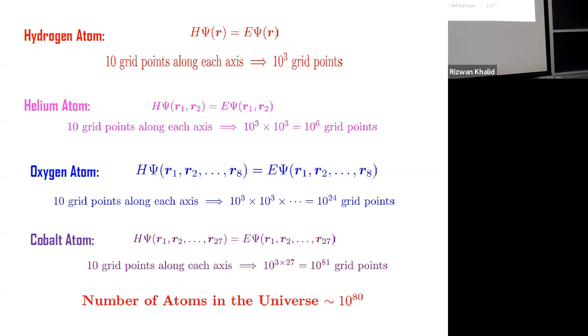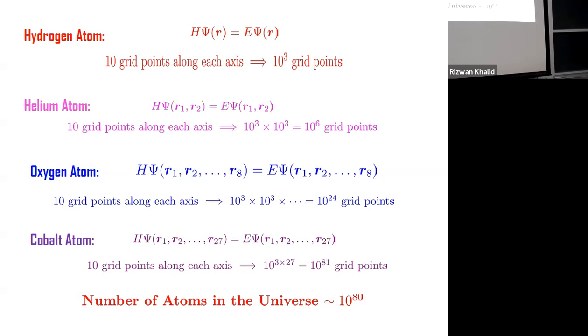So if we pick up a helium atom and do the same thing, then 1,000 points for one variable times 1,000 points for the second variable. So you will have to calculate this wave function on a grid of 1,000,000 points. If we go to the oxygen atom, then we have 10 to the power 3 points for each variable, r1, r2, up to r8. You have 10 to the power 24 grid points on which you need to calculate the wave function.